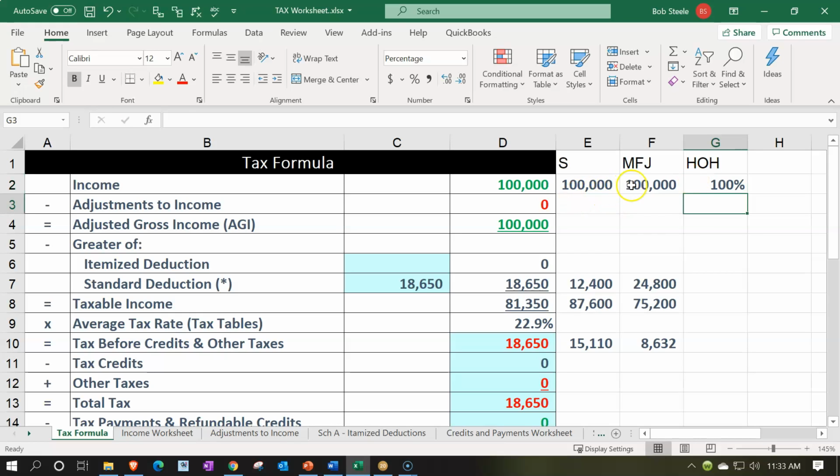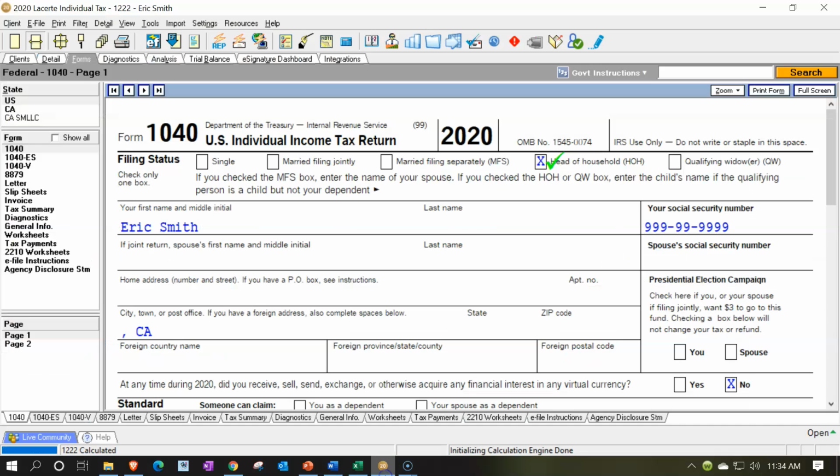100,000. Why is this giving me a percentage over here? I don't want a percent. This is going to be the 100,000, and this is at the 18,650, and then we had the taxable income 81,350, and then the 18,650, and this is 100,000. So then we could say qualified widow is the other one that we had here.